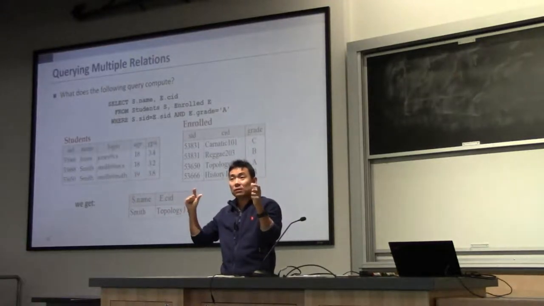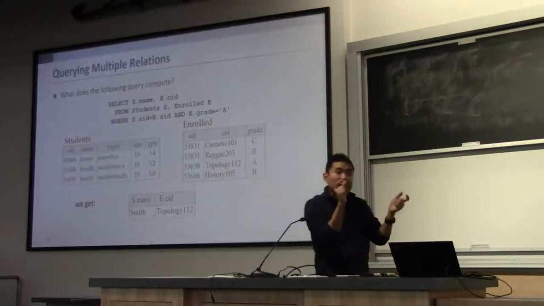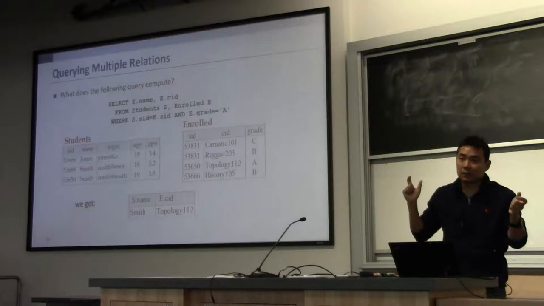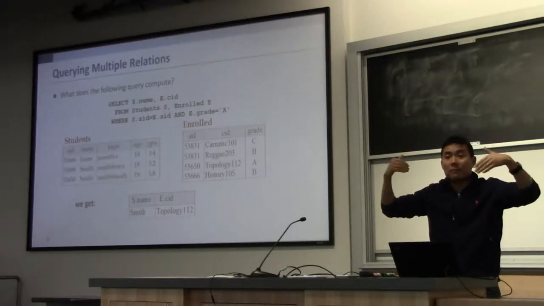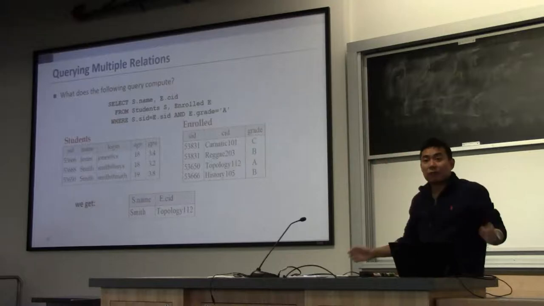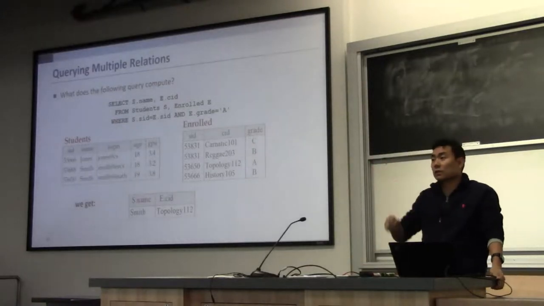That makes sense? And in addition to that, you want to make sure the grade from the E table is A. When that happens, you pull that out, you return the name of the student and the course ID from the enrolled table. Okay? Question over there?